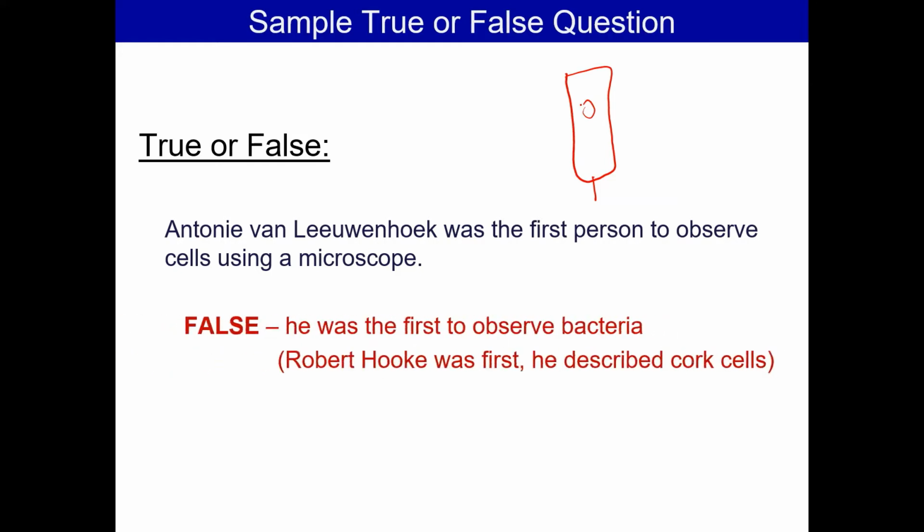The answer is false. He was not the first person to observe cells. We believe Robert Hooke was. You remember he observed cork cells. Antony van Leeuwenhoek might be the first person to have observed living cells, or at least bacteria anyway. And he did make many discoveries, just he was not the person who named cells.